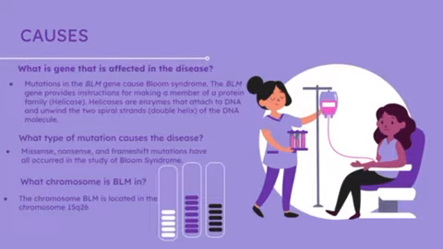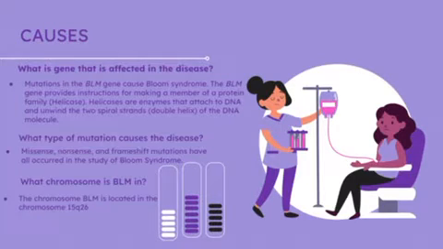Causes. What is the gene that is affected in the disease? Mutations in the BLM gene cause Bloom syndrome. The BLM gene provides instructions for making a member of a protein family, which is helicase. Helicases are enzymes that attach to DNA and unwind the two spiral strands, the double helix, of the DNA molecule.